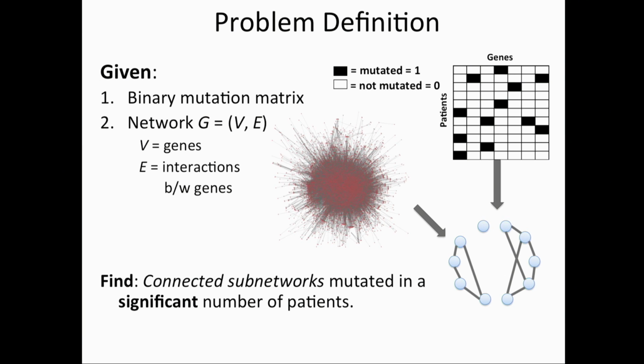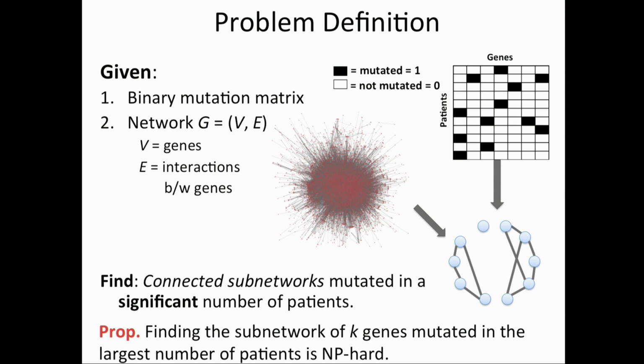Okay? So one can actually prove that finding the subnetwork of K genes mutated in the largest number of patients is NP-hard. So even finding just the subnetwork that covers essentially most patients is a computationally difficult problem, but we still want to solve it. Okay, so how can we try to solve this problem?